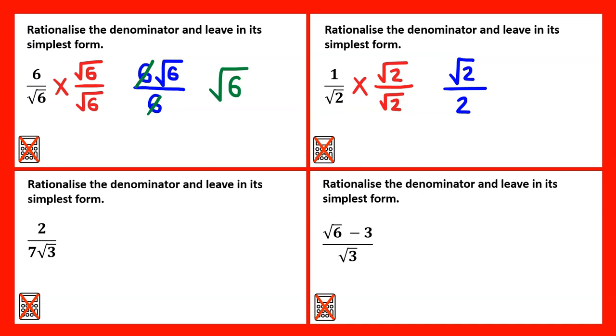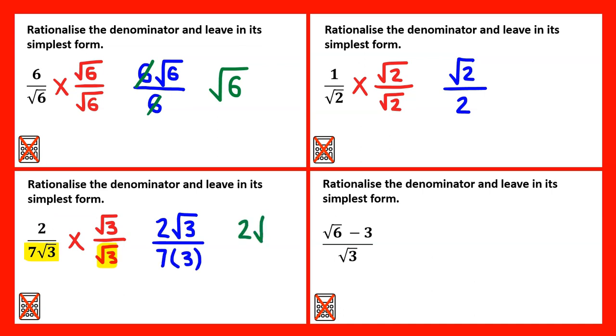For the next question, we don't need to multiply by 7 root 3. We'll still be able to eliminate the surd by just multiplying by root 3, keeping the top the same and multiplying this by root 3 as well. 2 multiplied by root 3 is 2 root 3. And 7 root 3 multiplied by root 3 is 7 lots of 3. This would leave us with 2 root 3 over 21. Again, this cannot be simplified any further, so we can leave our answer like this.